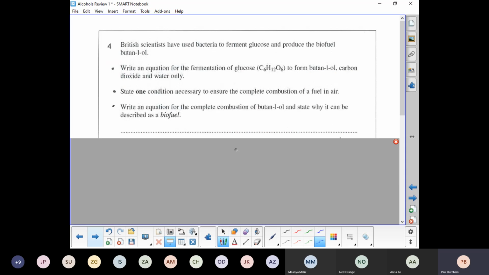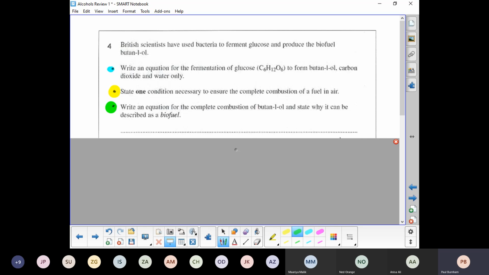Now I'm going to change the screen here because that answer will come up in a moment, but you can see what I've done, like I did with the previous question where I was asked quite a lot of things. I've just given myself some reference points, some bullet points. So I've done the first one, I've shown you that equation, you'll see it again in a moment. So I've got my second statement there. I need to state 1 condition necessary to ensure complete combustion of a fuel in air, and I need to write an equation for the complete combustion of butanol.